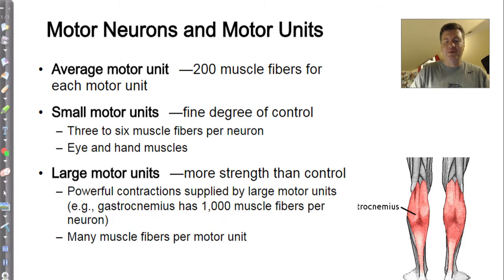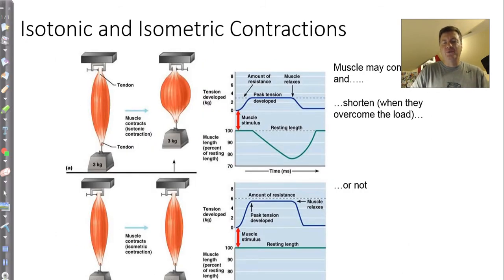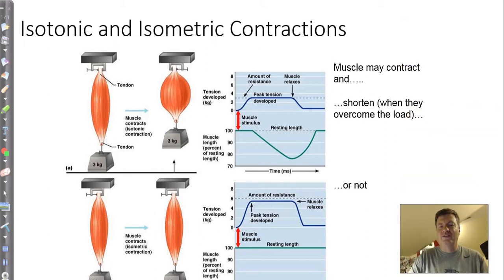Okay, a couple more topics I want to touch on here. One that tends to confuse students a little bit is the difference between isotonic and isometric contractions. The reason this confuses you is because you assume every time a muscle tries to move, it can move. So let's back up a little bit. Okay, this is an example of a muscle. You see a tendon here, and here is a 3 kilogram weight.